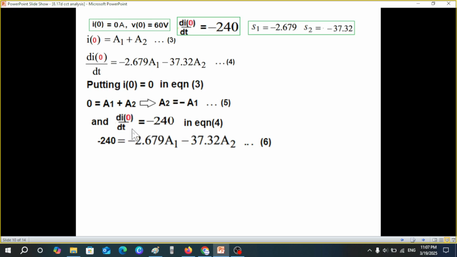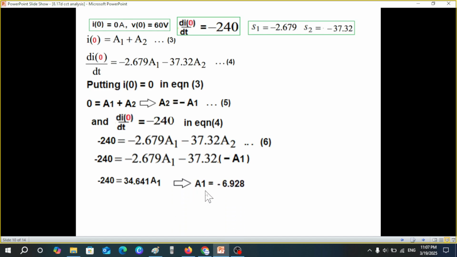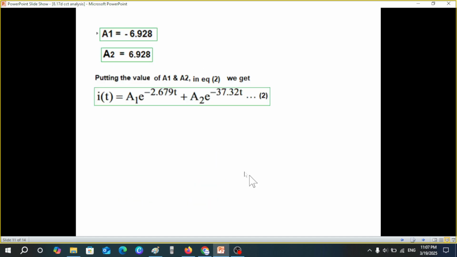And the second one, we plug in the di/dt value in the second equation, this one, and this is the value. And here, now we can put the value of A2 is equal to minus A1, so putting minus 1. Now solving for A1, we get A1 to be minus 6.928. A1 found, A2 is just the opposite of it, so A2 is minus A1, that is 6.928. Okay, so now we have these two values.